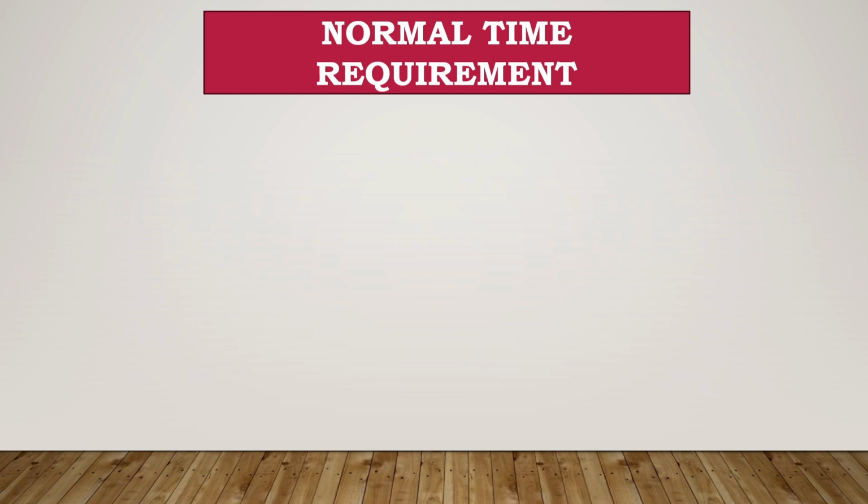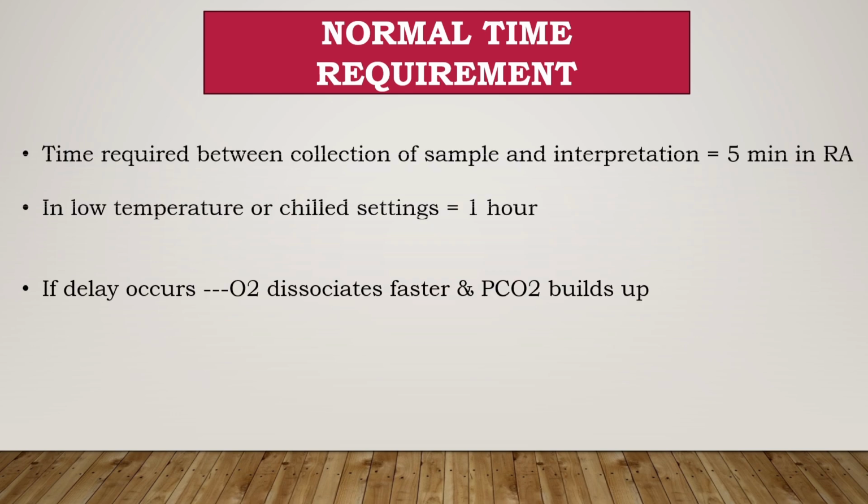Normal time requirement of taking the sample and making an analysis: the time required between collection of the sample and putting it in the ABG analyzer is 5 minutes at room air. We need to be very fast. If it is a low temperature setup or a chilled setting, 1 hour is the maximum time that you can take. If any delay goes beyond this timing, then O2 dissociates away and PCO2 builds up very fast.